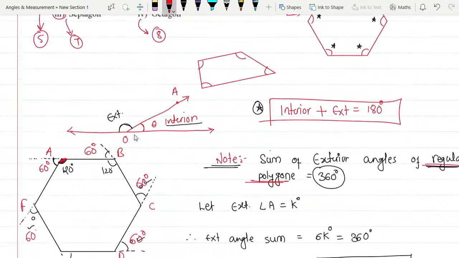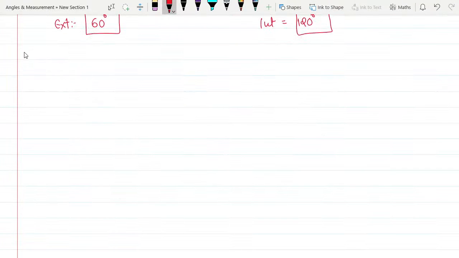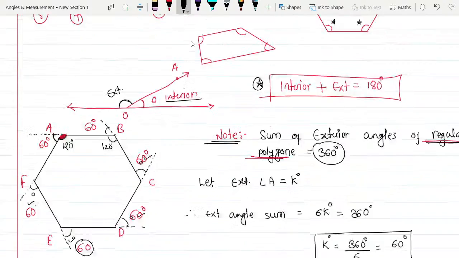That is, find the exterior and interior angle of the regular septagon. So it's question number 3. A regular septagon. So how many angles will you find here in the regular septagon?